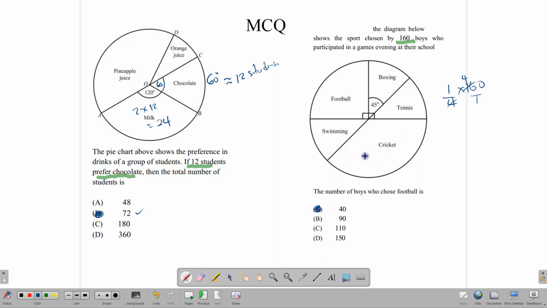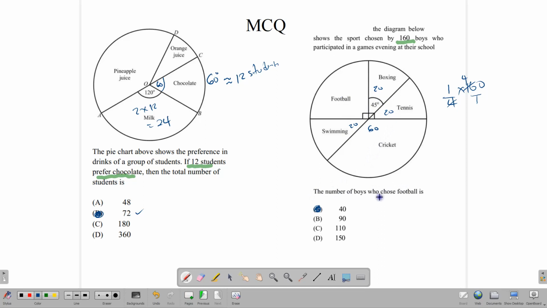But if you wanted to look at others, for example, then boxing, which is 45 degrees, which would be a half of 90, would be, since all of this section, which is a quarter, is 40, then here would be 20, here would be 20. And this angle here is equal to this one, should also be 20. And so we could also find cricket if you wanted to, because the entire area of half of the circle would represent 80. And so this section would be 60. So we could go through and find out what each one is.